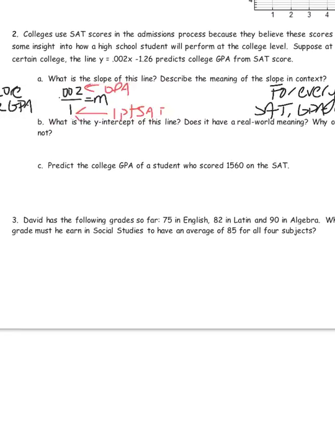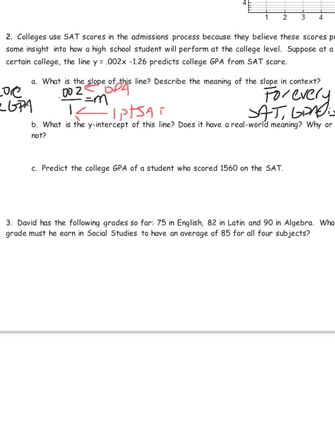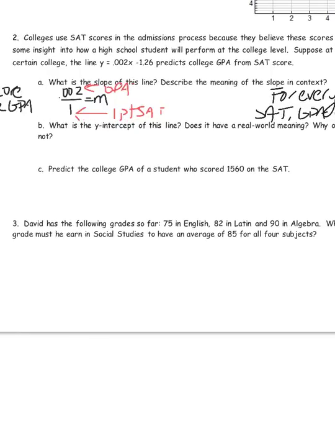So we want to know what the y-intercept of this line is, and if it has any real-world meaning. So if we were to plug in 0, that 0.002 times x would go away. So our y-intercept is negative 1.26. So that's saying our SAT score is 0, and that GPA is negative 1.26.